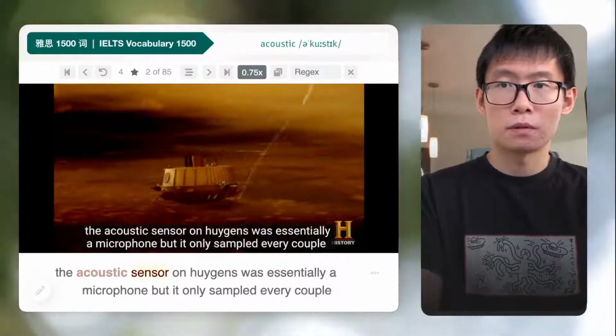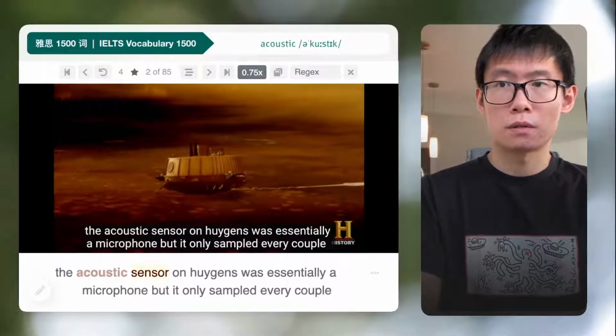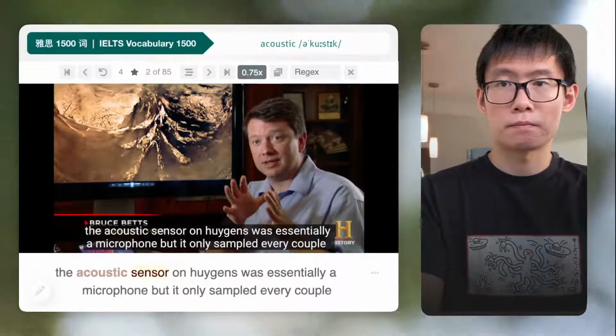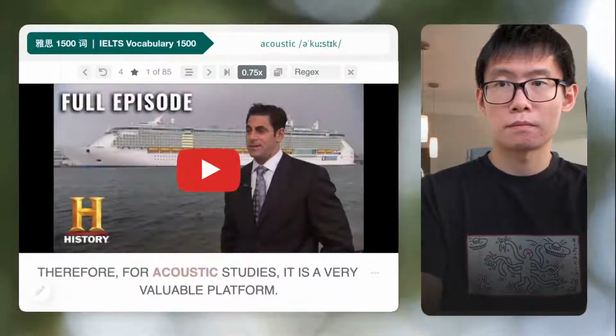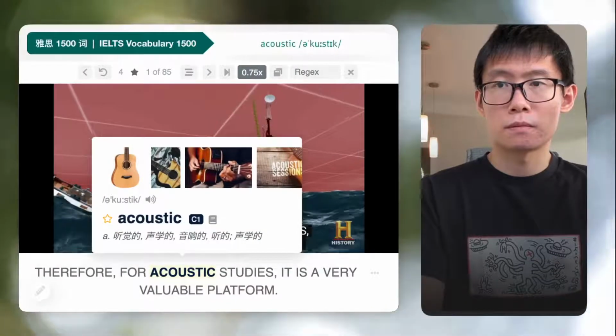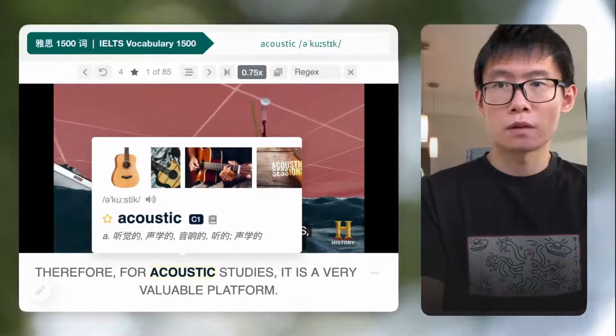The acoustic sensor on Huygens was essentially a microphone, but it only sampled every couple. Therefore, for acoustic studies, it is a very valuable platform.